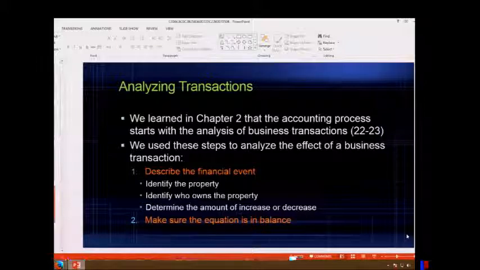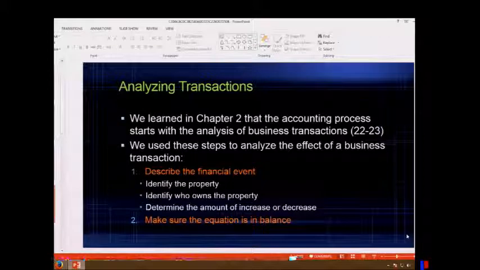Then the second step was to make sure the equation balances. So you go back to the rules I was giving you. This is the 3rd rule. In chapter 3, we're going to do these 3 rules. The first one was you have to have at least 2 accounts. The second rule is you have to have at least 1 debit and at least 1 credit. And now we've got the 3rd rule, which says they have to balance. If we're going to debit for $30,000, we have to credit for $30,000.